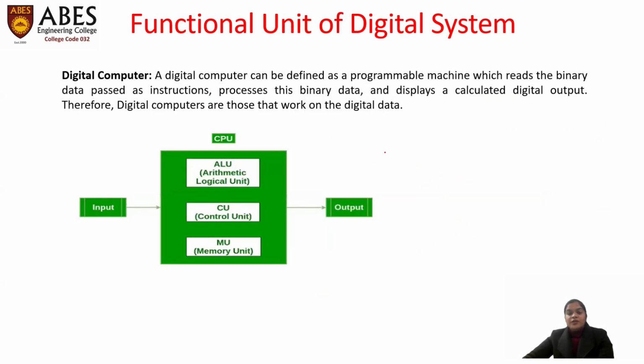Now we can define the digital system as a programmable machine which reads binary data as instructions. We have already understood that the input unit gives the input to the CPU in the form of binary language. Then the CPU processes the binary data. So this section is the CPU processing. The CPU processes the binary data and displays a calculated digital output. Here comes the output unit. So these three components collectively create a digital computer. Therefore, digital computers are those that work on digital data.